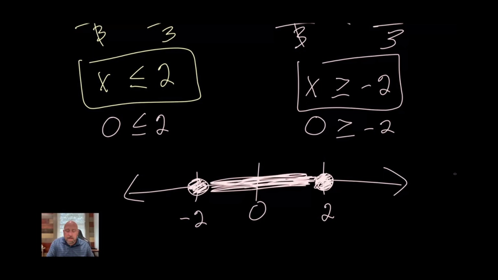Okay, and that would be our number line right there. That's our solution. So once you get these absolute values into the inequality, it's going to be the same as we did in the last lesson. All right, let's do this one.